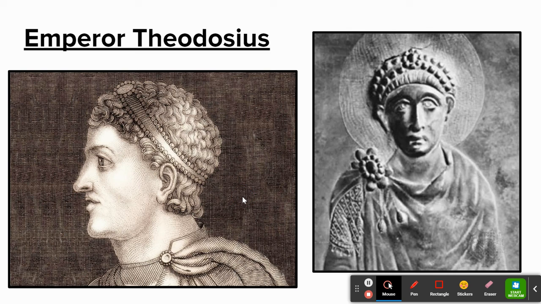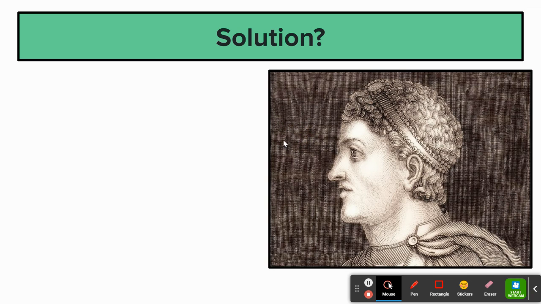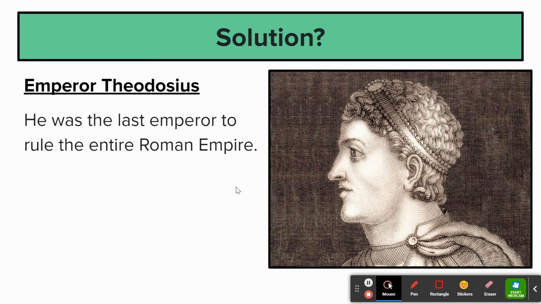And then our third emperor is Theodosius. And his solution, he kept the Western Roman Empire and Eastern Roman Empire. He kept that. He kept the capital in Byzantium. And when he died, he was the last emperor to rule the entire Roman Empire, both parts.